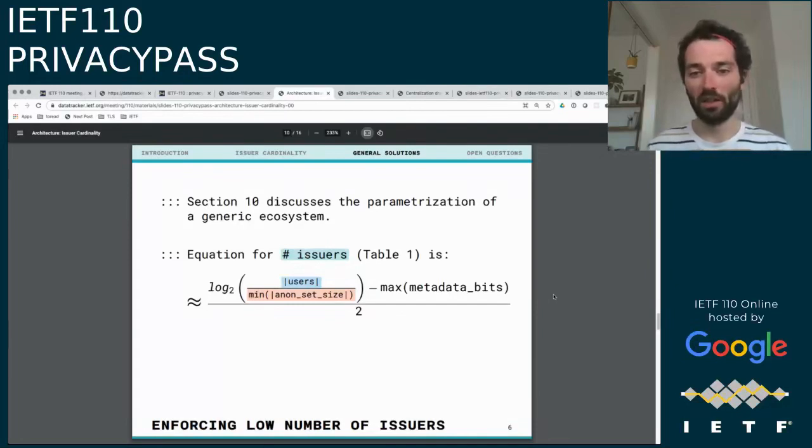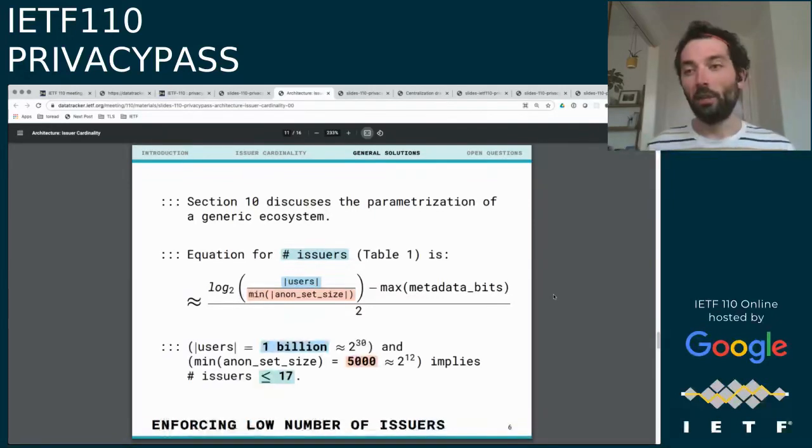So you have the number of users there, and then a minimum size of an anonymity set. And then we also subtract the number of metadata bits which you allow in the protocol, and then you have this over 2 denominator which comes in because of allowing issuers to rotate keys and have 2 active redemption keys at any one time. So next slide, please.